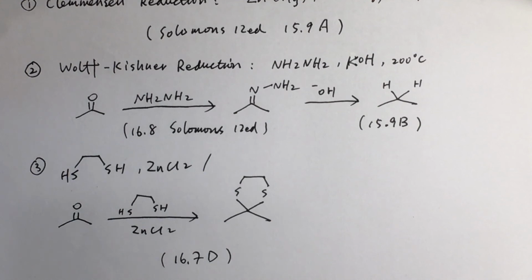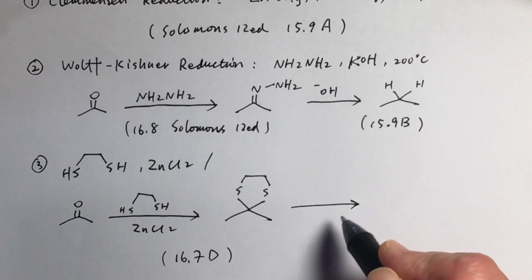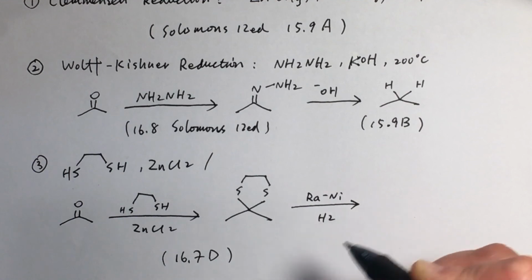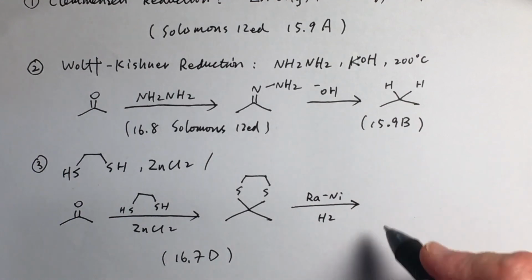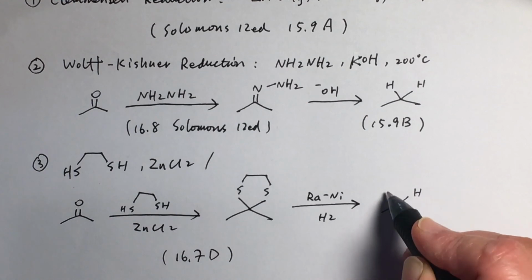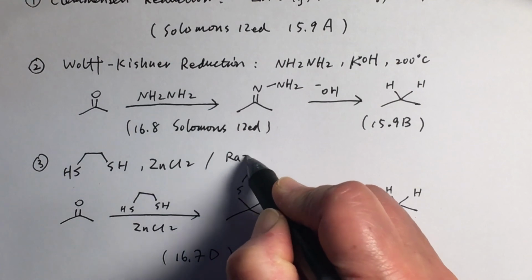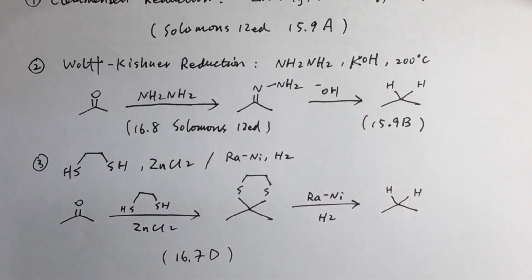Once you generate the thioacetal, this thioacetal could be treated with Raney nickel again. Under catalytic hydrogenation reaction conditions, eventually you will remove the sulfur and generate the CH2 group. Maybe I should write Raney nickel, catalytic hydrogenation condition. These are the typical reduction reactions associated with aldehydes and ketones.